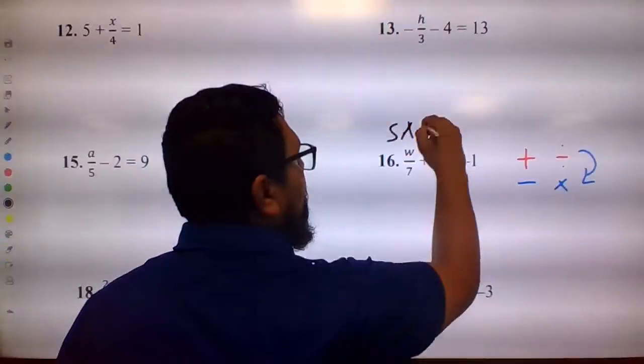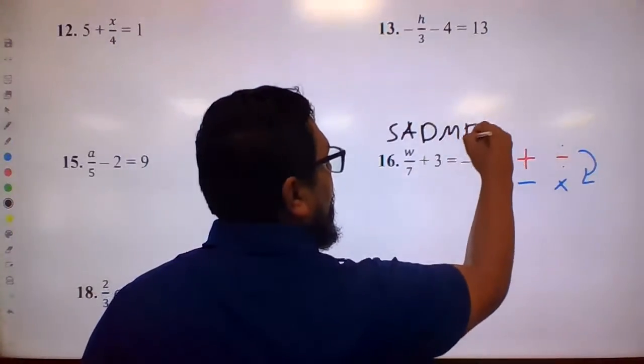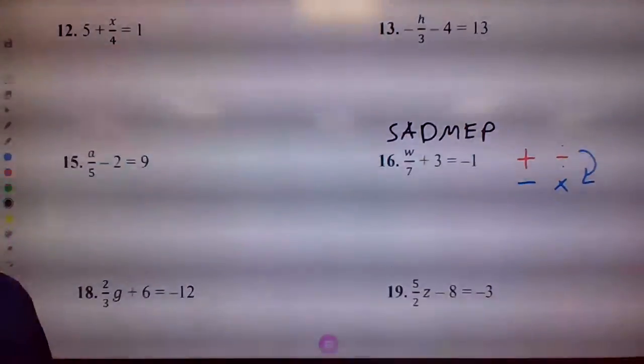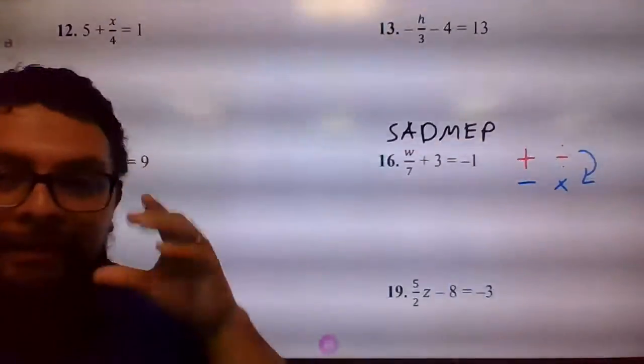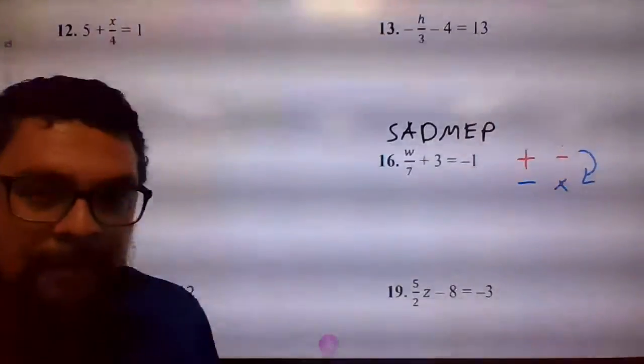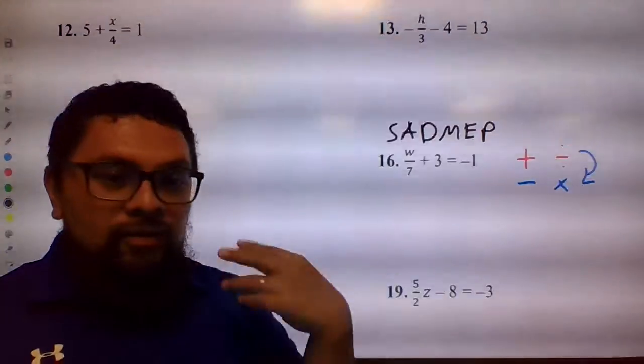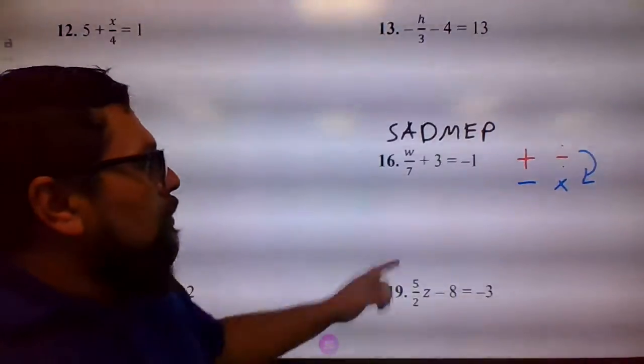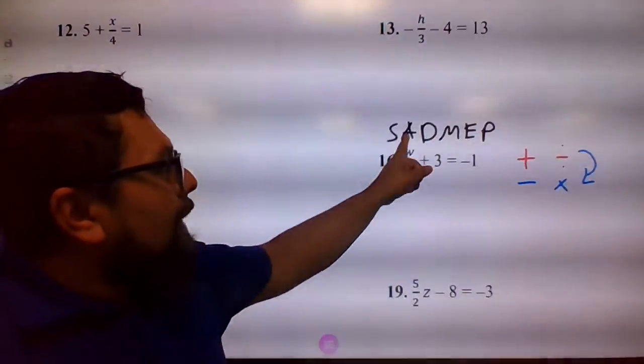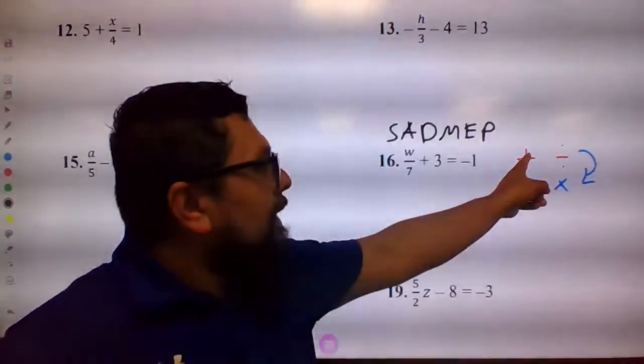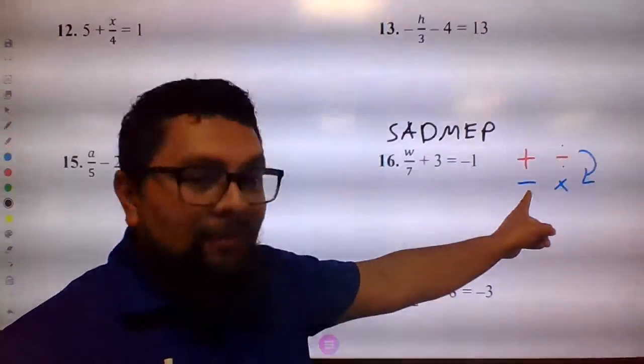So SADMAP. Now I'm just writing SADMAP here. You don't have to write it there. You can write it somewhere else on another piece of paper. I just use it here so you can visually see it. So we've got to subtract or add first. Since we're already adding, we've got to subtract first.